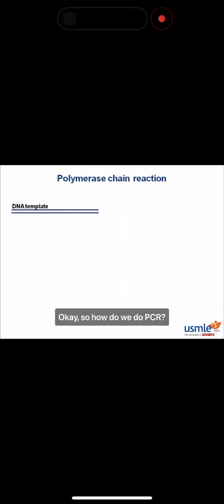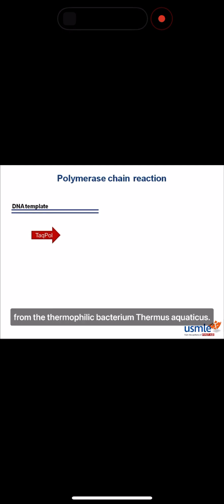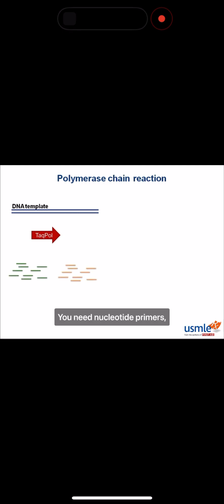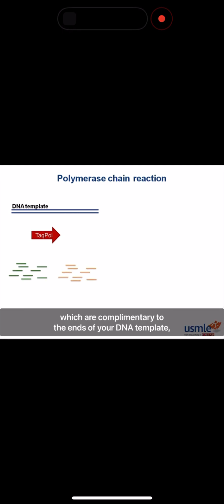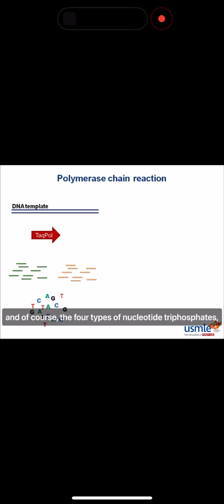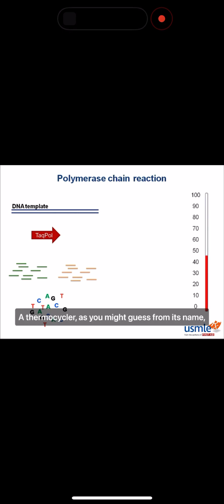Okay, so how do we do PCR? Well, to start with, you need your DNA sample called the template, which is shown here, and you also need a heat-stable DNA polymerase, which is usually Taq polymerase, from the thermophilic bacterium Thermus aquaticus. You need nucleotide primers, which are complementary to the ends of your DNA template, and of course, the 4 types of nucleotide triphosphates, which are the building blocks for your new DNA strands. These are all combined together and put in a machine called a thermal cycler, which does the rest of the work for you. A thermal cycler, as you might guess from its name, cycles between high and low temperatures.